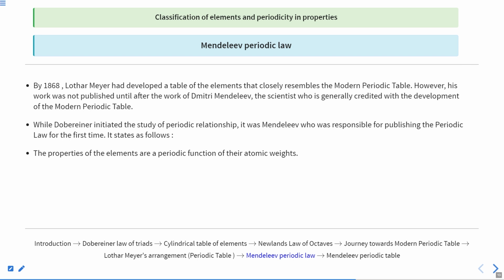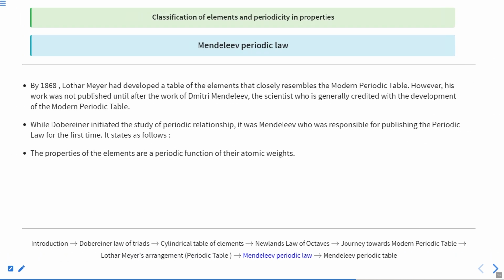Now comes the main part. Dmitry Mendeleev said that the properties of the elements, chemical properties, physical properties, every property that you think of, are just a periodic function of the atomic weight. Okay, they are just a periodic function of the atomic weight.